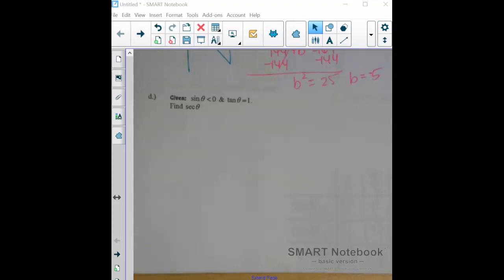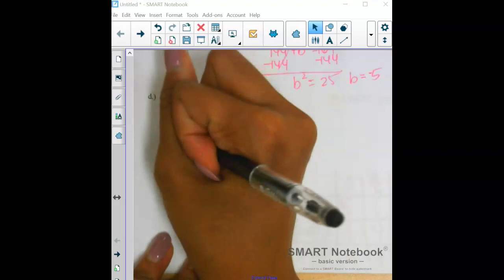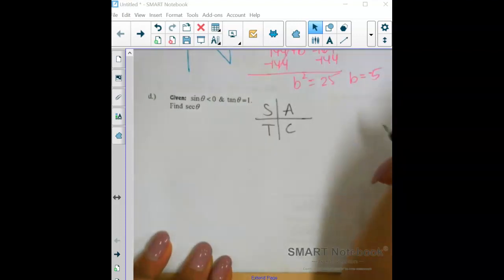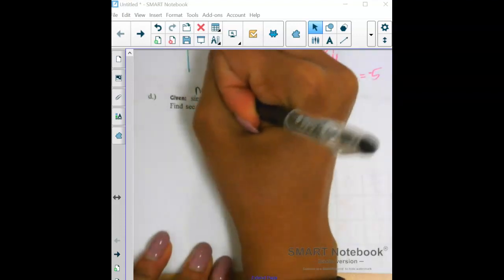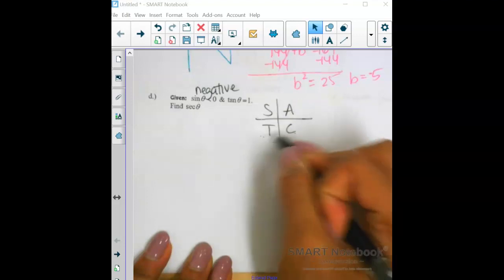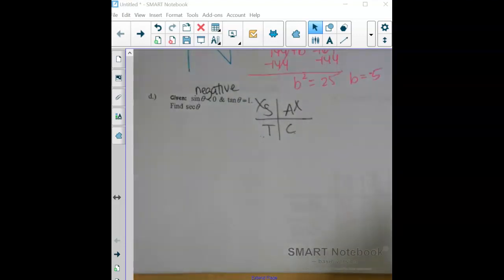Okay, let's talk about it. Sine of theta is less than 0. Okay, well, if sine of theta is less than 0, let me graph out what I have. All Students Take Calculus. Less than 0 means that it's going to be negative. Sine is only negative in these two quadrants, 3 and 4. So I'm going to cross out this, cross out this. We cannot have our triangle in either of those two quadrants.